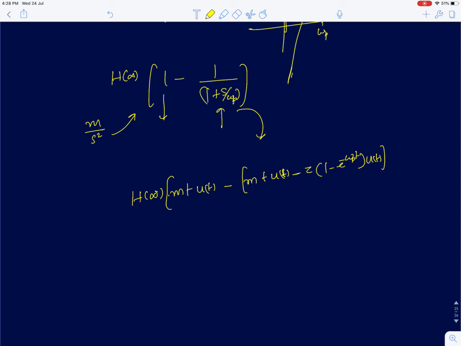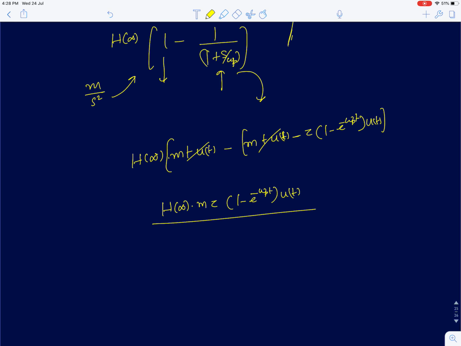Okay, so this function, when you take this negative sign inside, these two terms will get cancelled, and finally we will be left with h infinity into m tau into 1 minus e power minus omega pt into u of t. So this expression, if you see, there is no ramp in this expression. This is simply a term which would exponentially rise and reach asymptotically a steady state value of h infinity m tau.